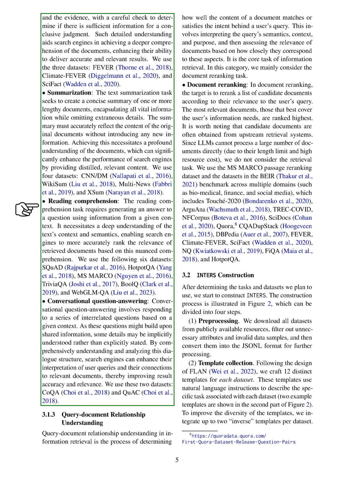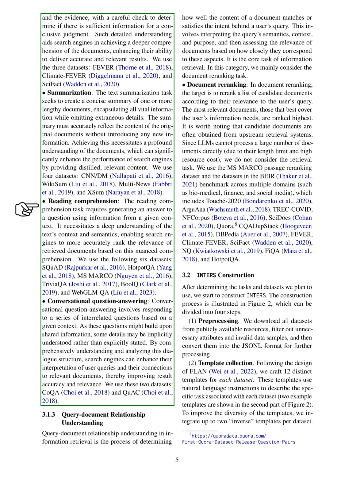3. Reading comprehension. This task involves generating an answer to a question using information from a given context. It requires a deep understanding of the text's context and semantics, enabling search engines to more accurately rank the relevance of retrieved documents based on this nuanced comprehension. We use 6 datasets for this task, including Squad and MS Marco.